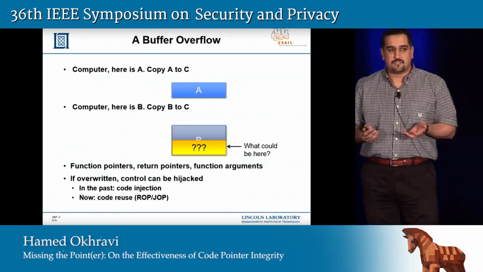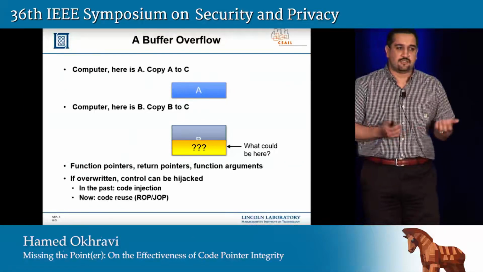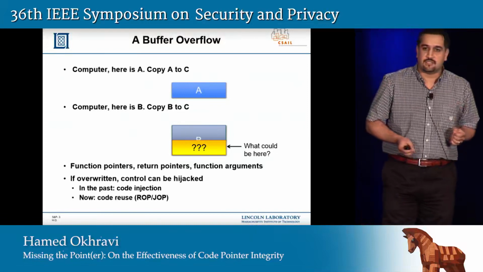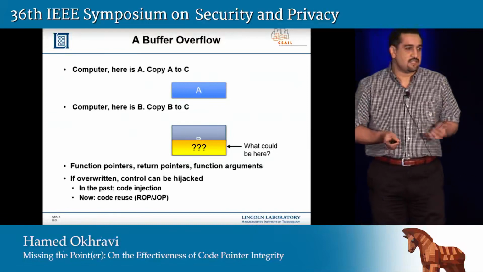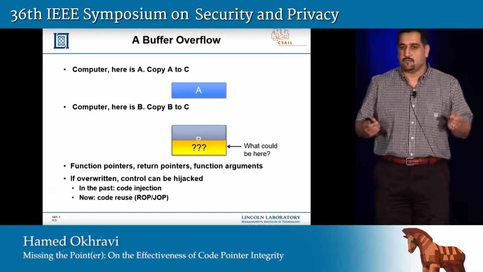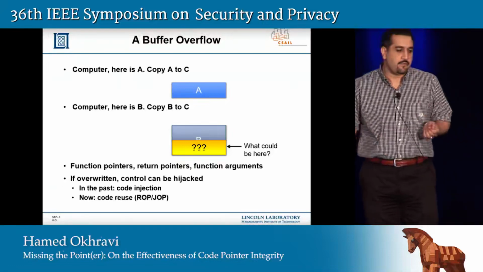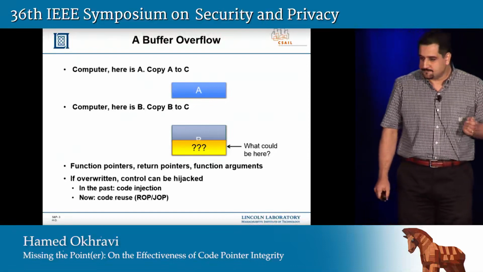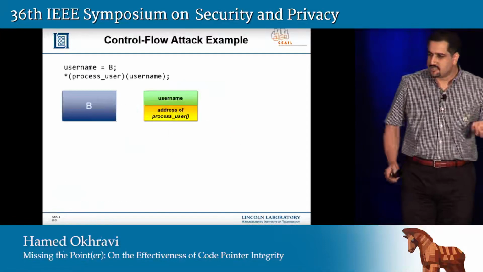Now, in the past, this was done by redirecting execution to maliciously injected code, otherwise known as code injection. Now, because of defenses such as data execution prevention or WXOR or non-executable memory, this is usually done with code reuse attacks or ROP attacks. But the principles are the same.